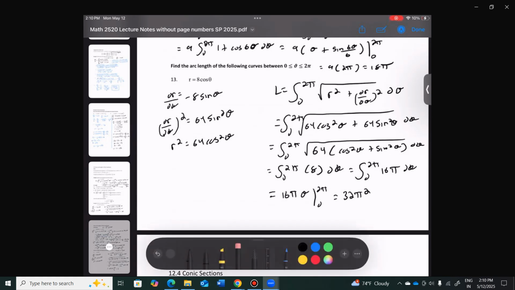So this is not right here. I got that 2 pi thinking I was multiplying that 8. So it's the integral from 0 to 2 pi of 8 d theta, which is pretty much the same thing. Okay, so when we do this, we get 8 theta from 0 to 2 pi. That will give us 8 times 2 pi, which is 16 pi.